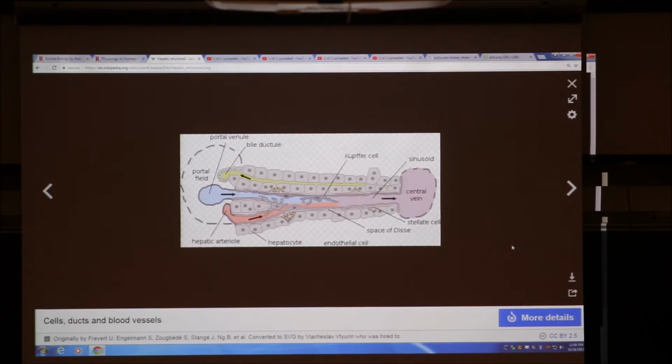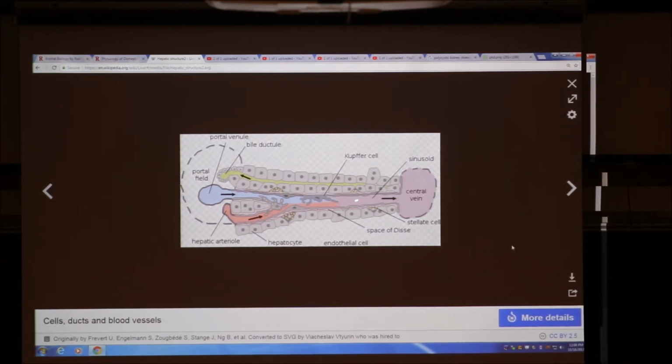Hepatocyte, that means liver cell, right? Endothelial cells, those are cells that make up blood vessels. Blood vessels are made up by cells putting together space things. Okay, there's a space of this where this is occurring here.